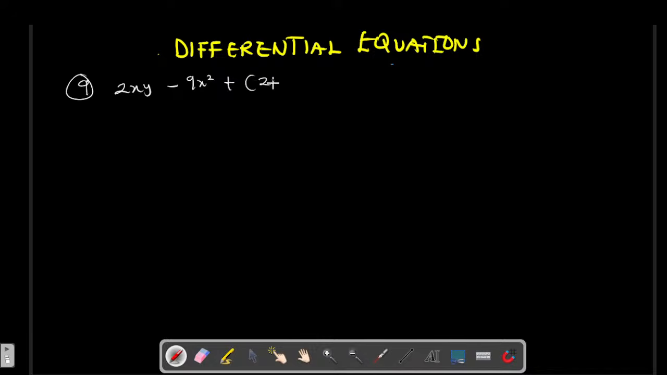The expression 2xy minus 9x squared plus (2y plus x squared plus 1) dy/dx is equal to 0, with a condition that y of 0 is equal to negative 3. With this differential equation given, how do I know the type?